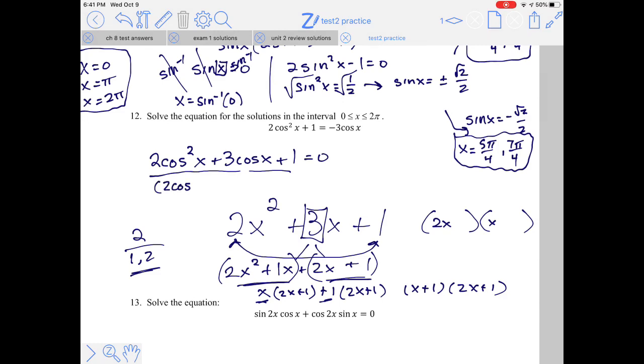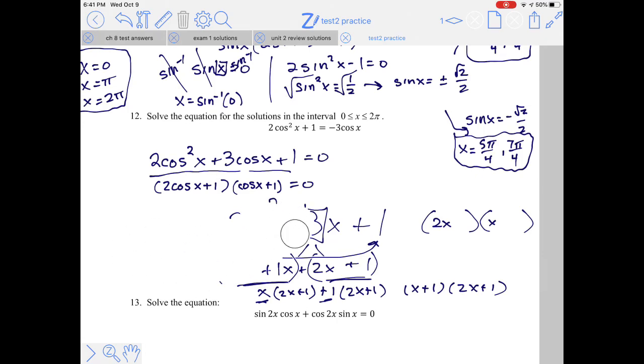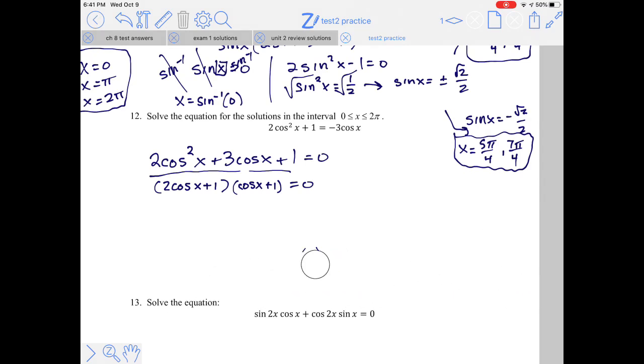So this would be 2 cosine x plus 1, and then the other factor would be cosine x plus 1 equals 0. It's using factoring in a little bit different way. Awesome way, I might add. So totally awesome. But since we're here now, we have the same situation. I have something times something that equals 0. So what does that mean about each of those two things? Set them both equal to 0. Just like the last problem.